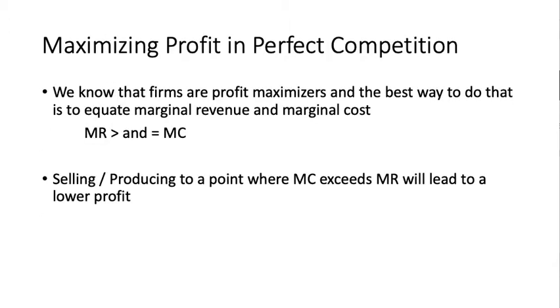So as we know, to maximize profit in perfect competition, we want to equate marginal revenue and marginal cost, or have marginal revenue greater than marginal cost. And if firms are all profit maximizers, as we are assuming, they're all going to attempt to do this. And so we want to look for a point where marginal cost does not exceed marginal revenue, because if it does, it will result in a lower profit making point.